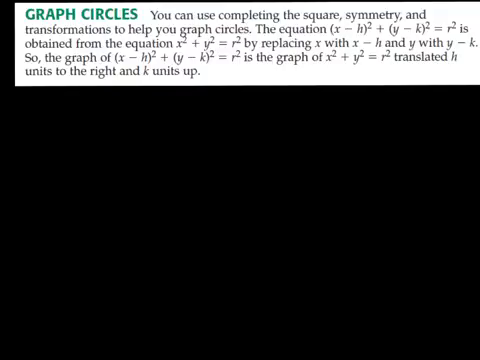You can use completing the square, symmetry, and transformations to help you graph circles. The equation (x - h)^2 + (y - k)^2 = r^2 is obtained from the equation x^2 + y^2 = r^2 by replacing x with x minus h and y with y minus k. So the graph of (x - h)^2 + (y - k)^2 = r^2 is the graph of x^2 + y^2 = r^2 translated h units to the right and k units up.